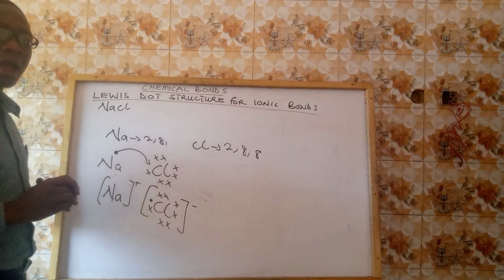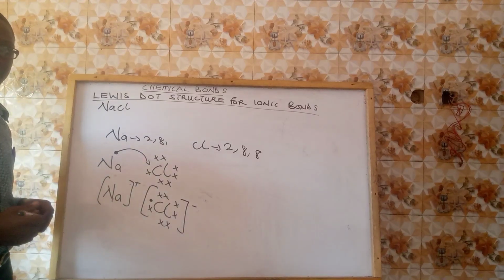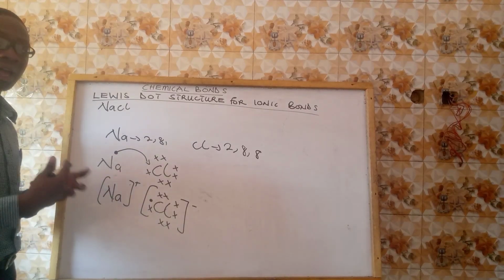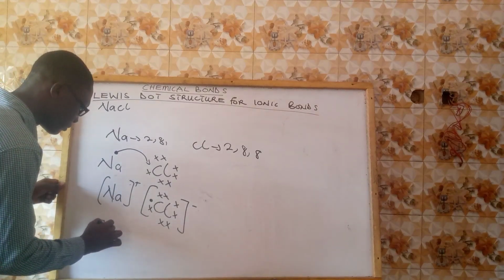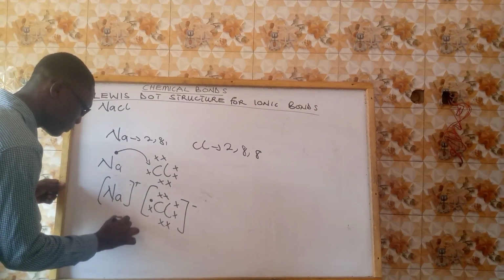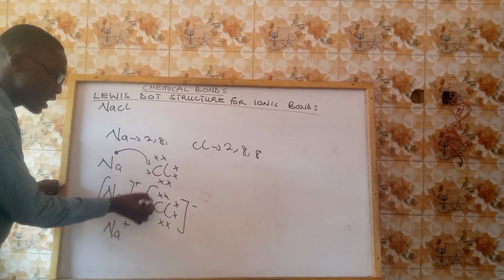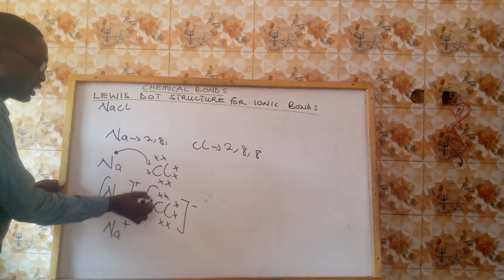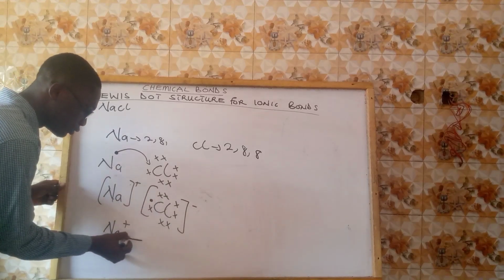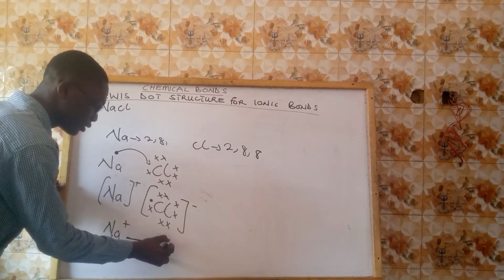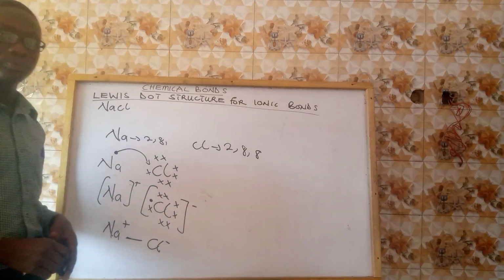So ionic bonds are formed between the ions, not the atoms. The ionic bond is formed between the ions, so we have to get an ion. So now we get Na plus, because this transfer of electrons will form the bond with the chlorine ion. So now you have this bond between them.